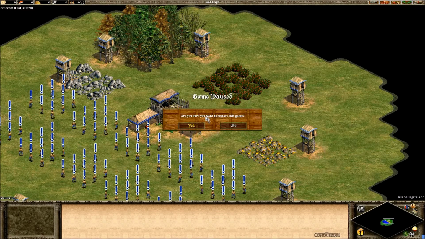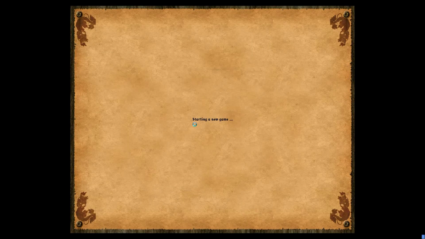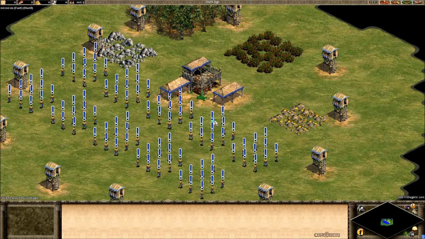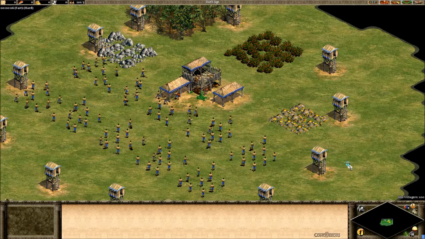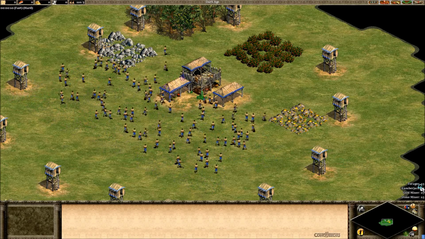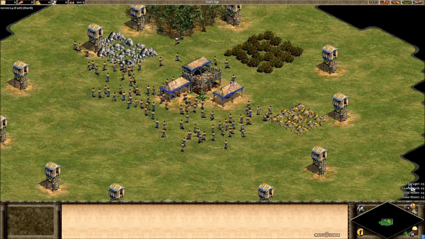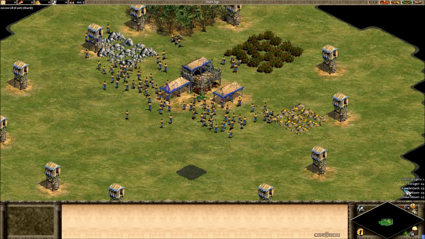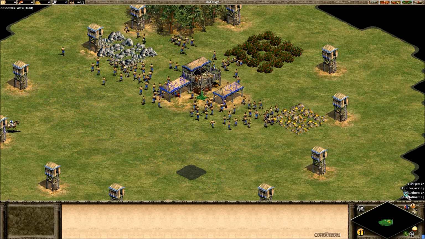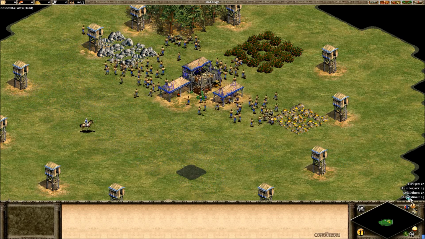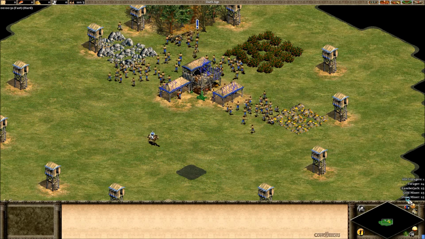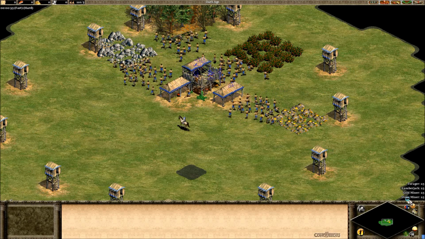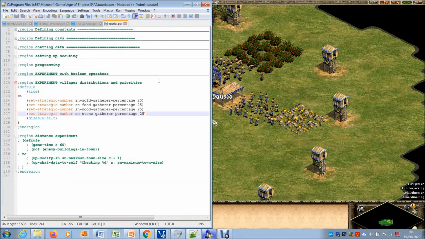We restart. And what do we see? 25% go to the forage bushes, 25% are lumberjacks, 25% start mining gold, and 25% start mining stone, which is what we've set and what we expected.